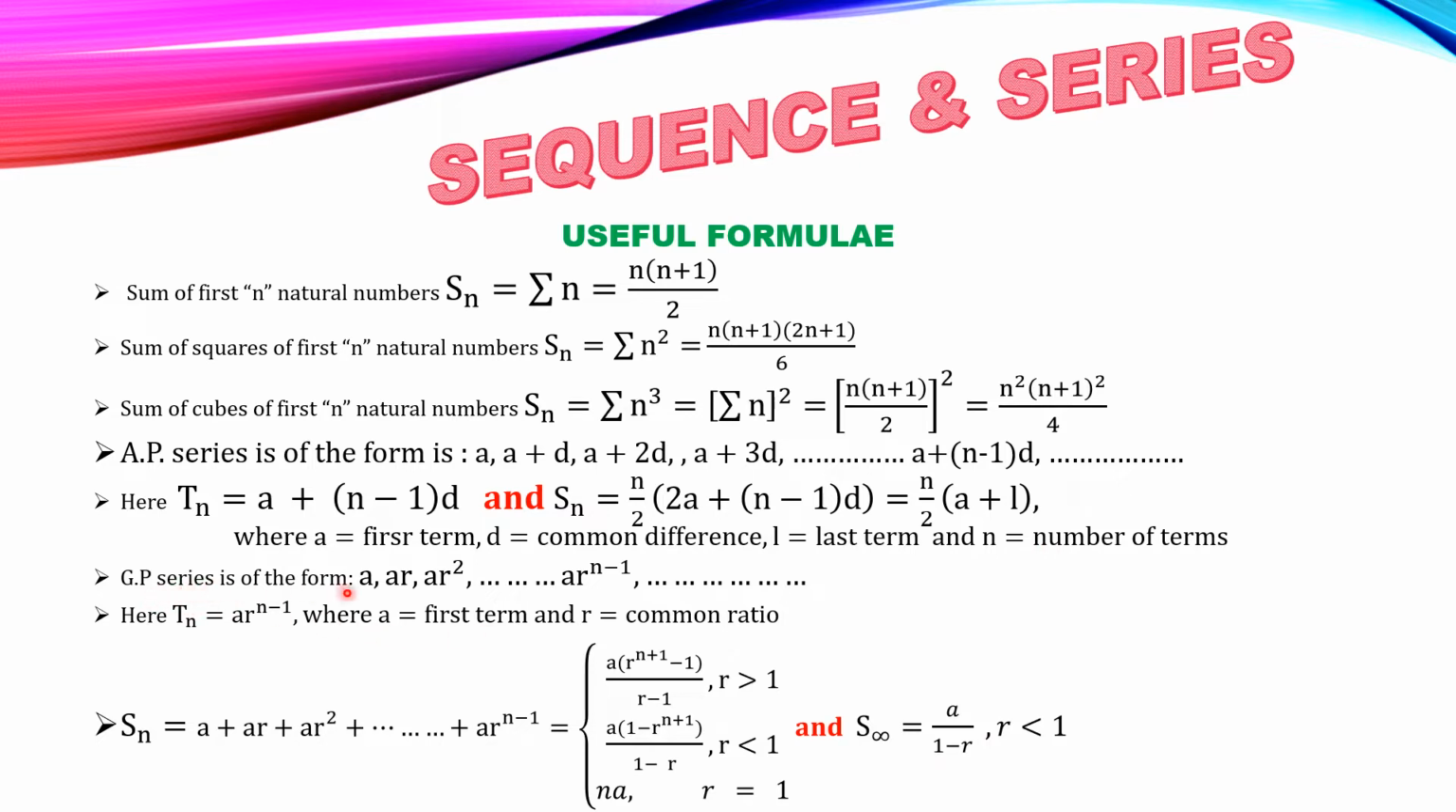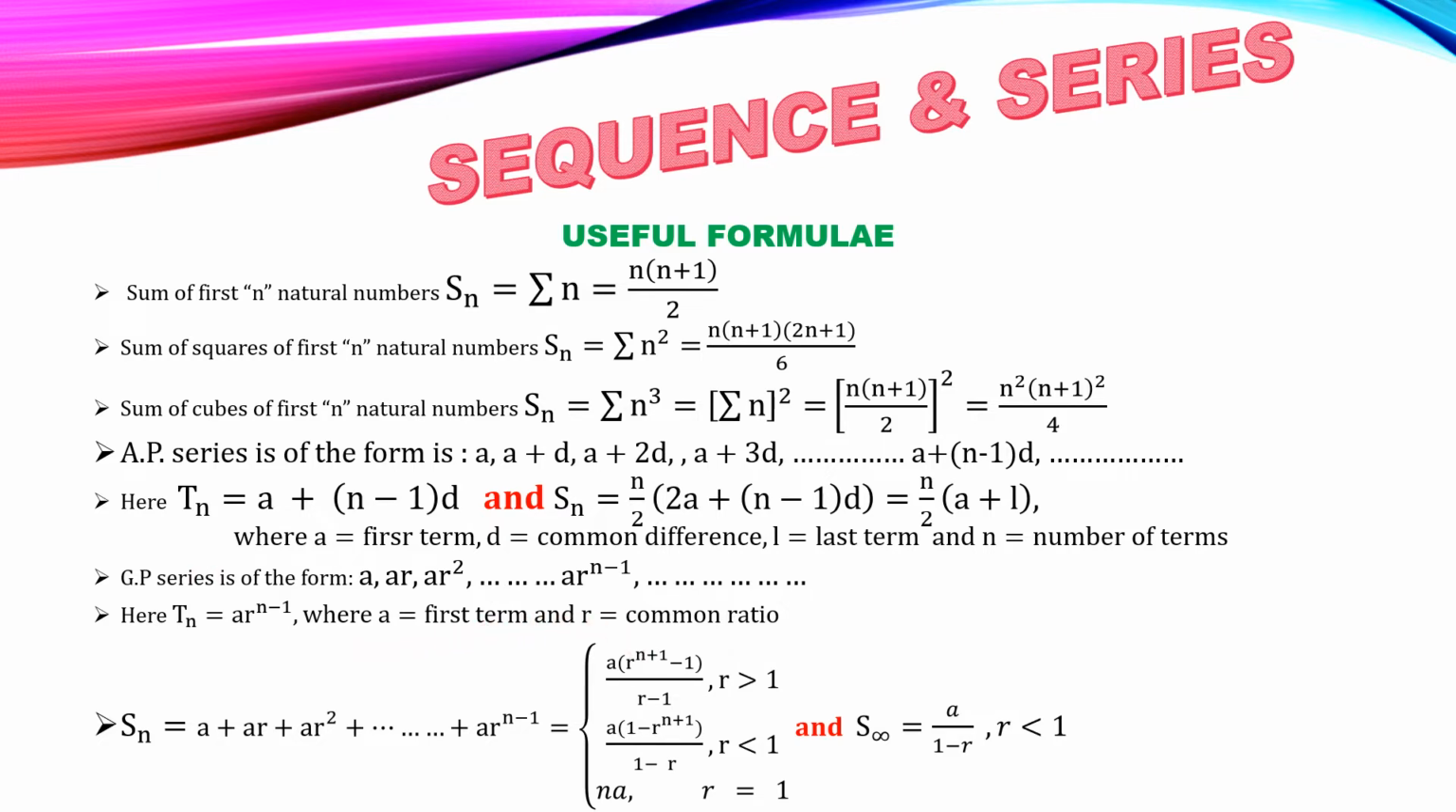Here the form is a, ar, ar square, and so on, up to ar to the power of n minus 1. Here a is the first term and r is the common ratio. Each term is multiplied by some constant value, and that value is called the common ratio. And a into r to the power of n minus 1 is the nth term of the geometric progression. Here a equals first term, r equals common ratio.